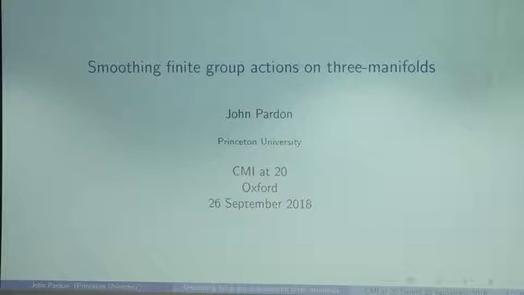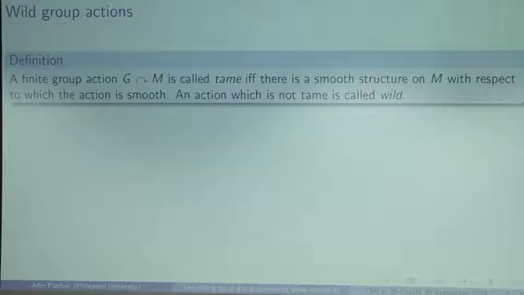Okay, so just to begin with some definitions. We consider group actions on manifolds. Say M is just a smooth manifold. Really, it just has to be a topological manifold. The groups are all finite. For this definition, I guess we could take G to be any group if we wanted to. So the action is called tame if there's some smooth structure with respect to which the action is smooth. So it's a purely topological notion. It doesn't care about any sort of background smooth structure on M that you might have been given in the first place. And actions which aren't tame are called wild.